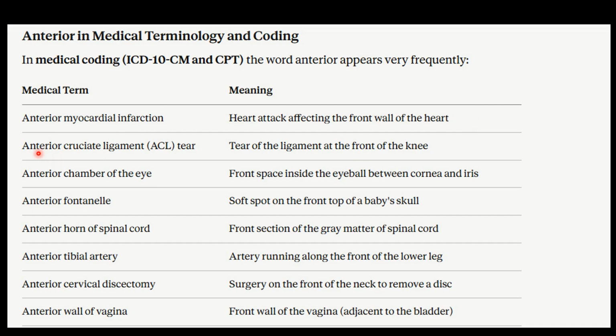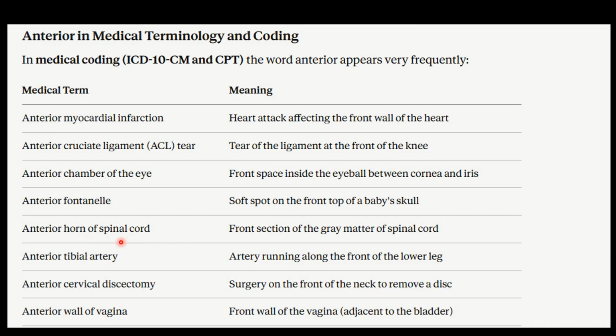Okay, second, anterior cruciate ligament, which is also known as ACL tear, right? So tear of the ligament at the front of the knee. So if the ligament at the front of the knee is torn, then we will denote it with the term anterior cruciate ligament, which is also called ACL tear. Okay, then we have anterior chamber of the eye. Anterior chamber of the eye means the front space inside the eyeball between the cornea and iris. The next is anterior fontanel, the soft spot on the front top of the baby's skull, front top. Okay, so here we are also using front.